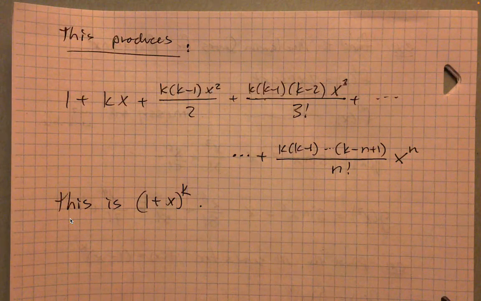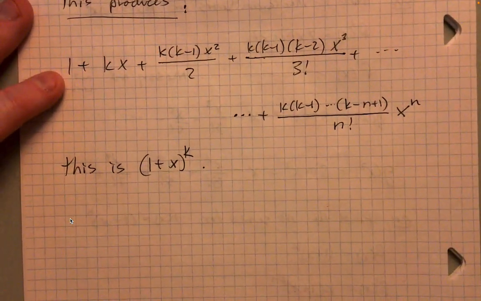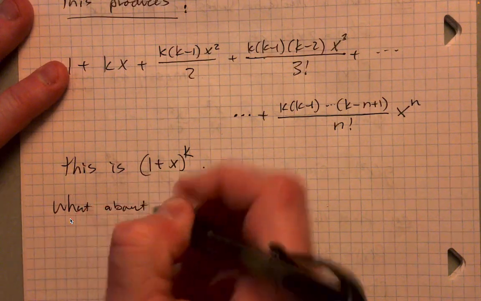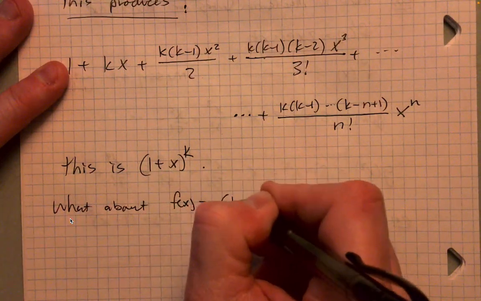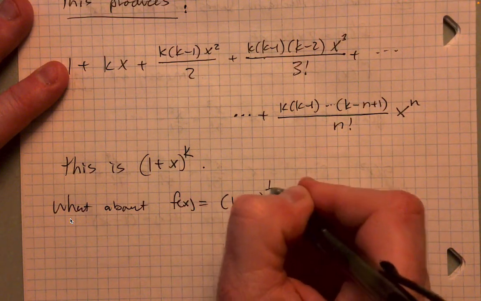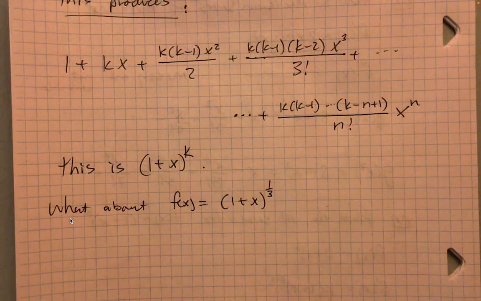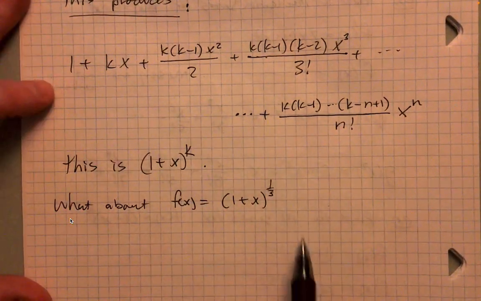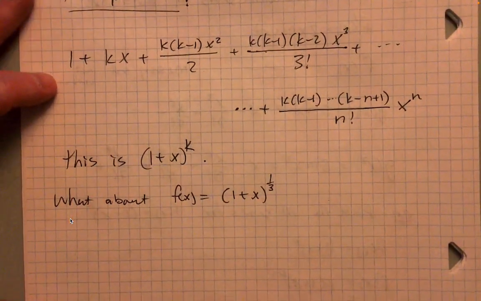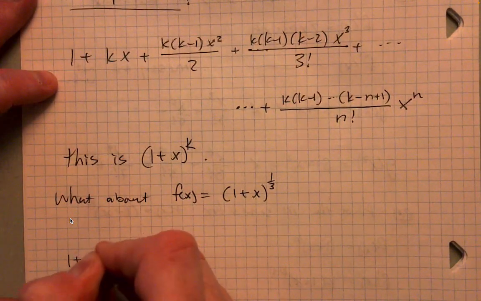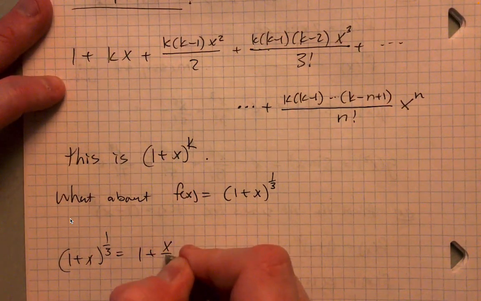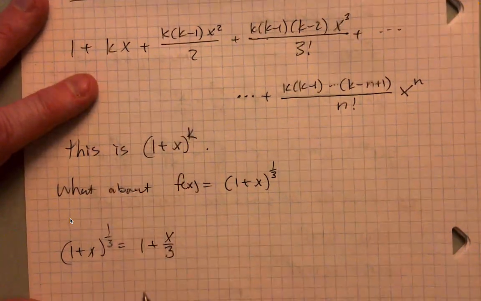So let's plug in a real value for k now. What about f of x equals 1 plus x to the 1/3, like the cube root of 1 plus x? Well, it's just going to be this basic pattern. Just toss in 1/3 for k. So 1 plus x to the 1/3 is going to equal 1 plus x over 3. That's 1/3 times x.